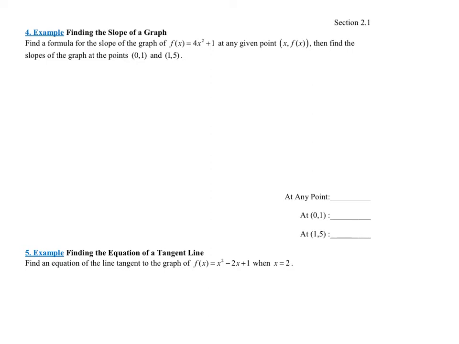Example 4 says find a formula for the slope of the graph of f of x equals 4x squared plus 1 at any given point x, and then find the slopes of the graph at the points (0, 1) and (1, 5). So what are we going to do?